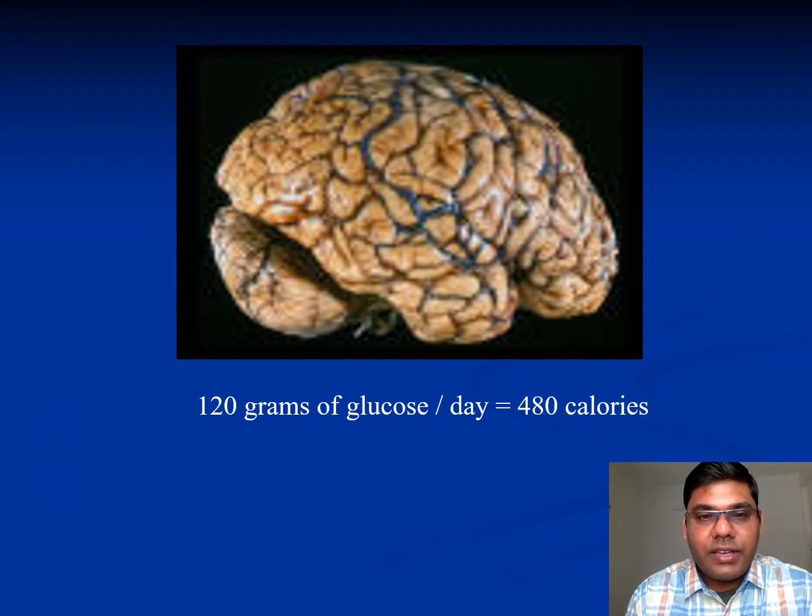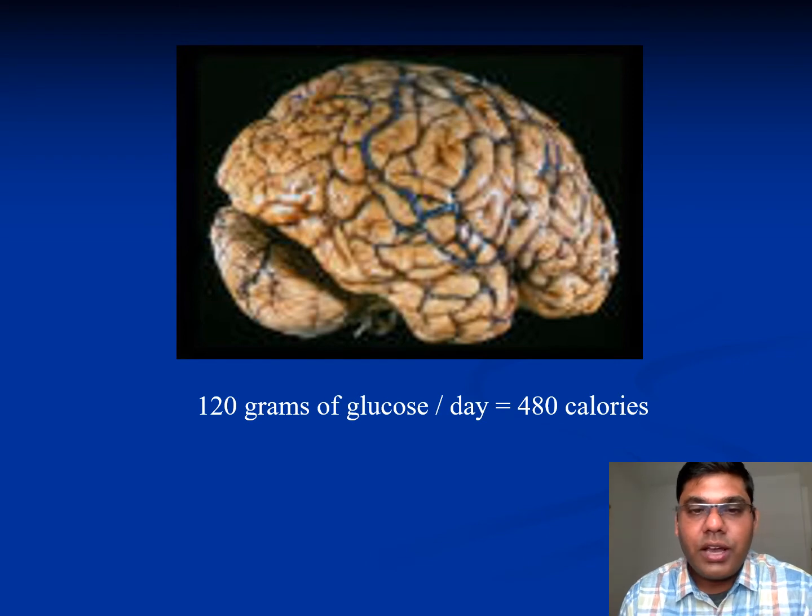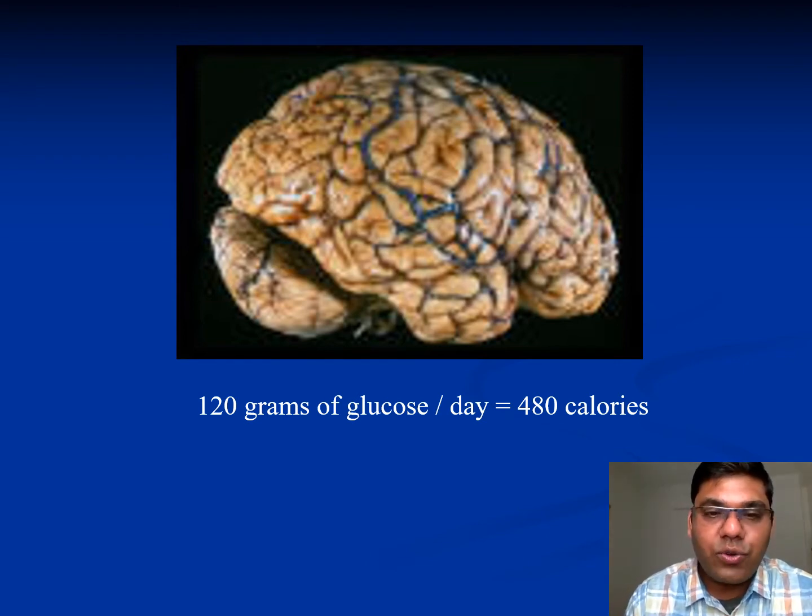It's very interesting if you see, on a daily basis our brain requires about 120 grams of glucose, which is about 480 calories. So we require a consistent supply of glucose for the whole day, even if you are having food or you are not having food, otherwise the brain will stop functioning.